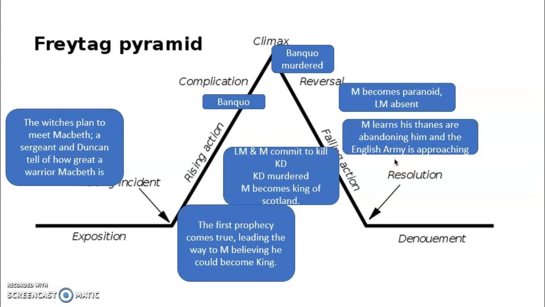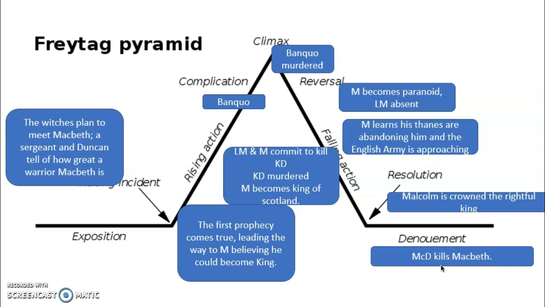And this is obviously fulfilling the prophecy that the witches said, because they're all carrying those branches from Birnam Wood advancing on Dunsinane Hill. This is all within the falling action. The resolution is that Malcolm is crowned the rightful king, and it's a resolution because we no longer have a tyrant on the throne. And the denouement, the end of it, is a French word for the unraveling, is that Macduff kills Macbeth. And the moment that Macbeth realizes that Macduff was not from his mother's womb entirely ripped, that then heralds the end of the play.